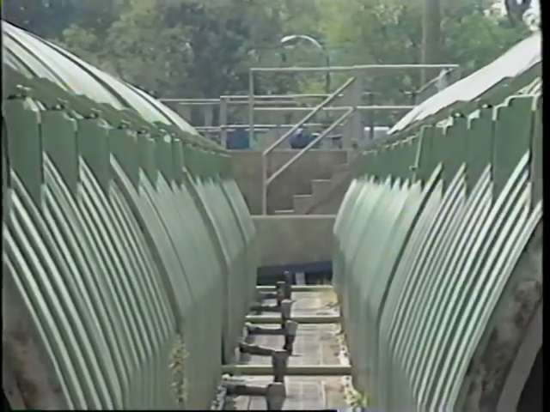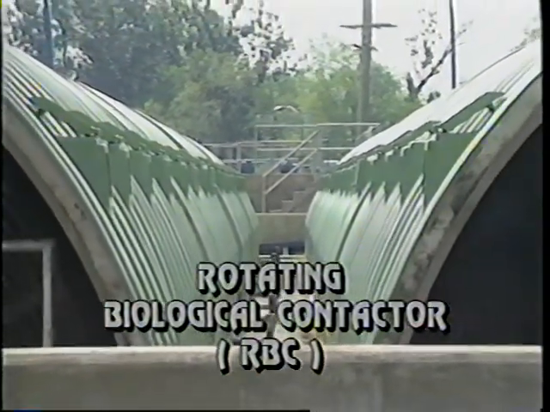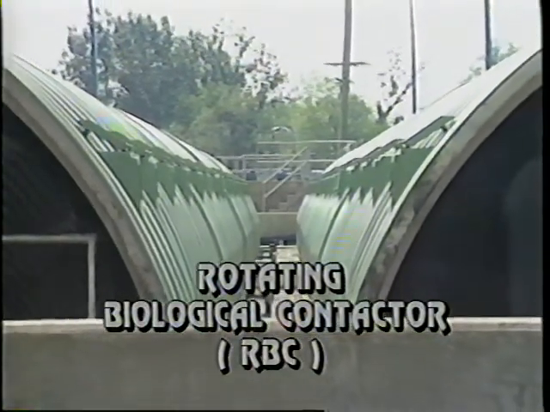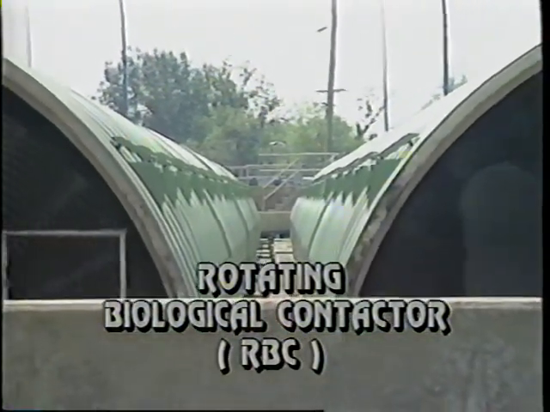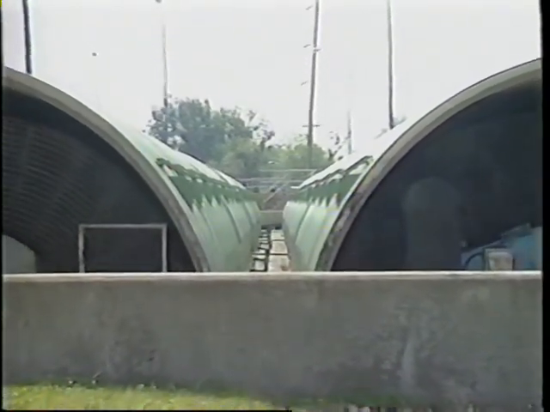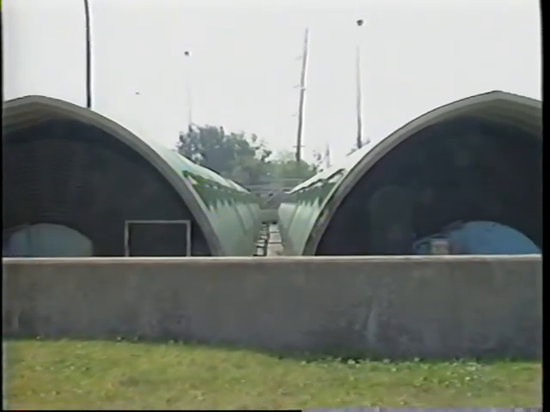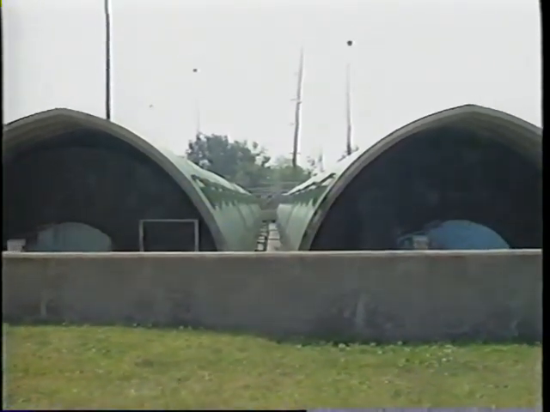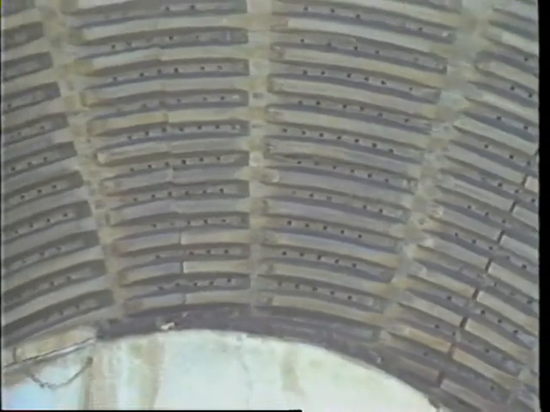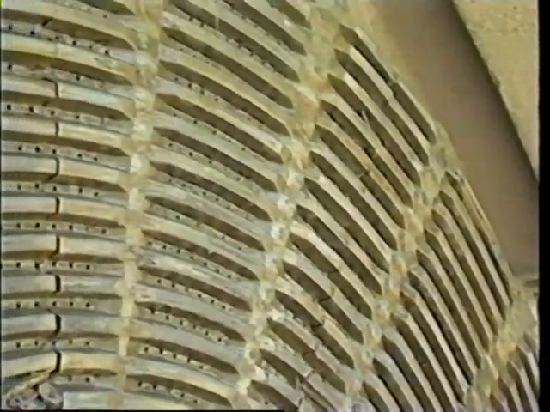The rotating biological contactor, or RBC, does essentially the same job as the trickling filter, except that it is configured differently. Here, the media is rotated, while the wastewater is stationary. As the media is continually cycled through the pool of wastewater and open air, organisms are able to multiply and feed on the organic material in the wastewater without consuming dissolved oxygen.